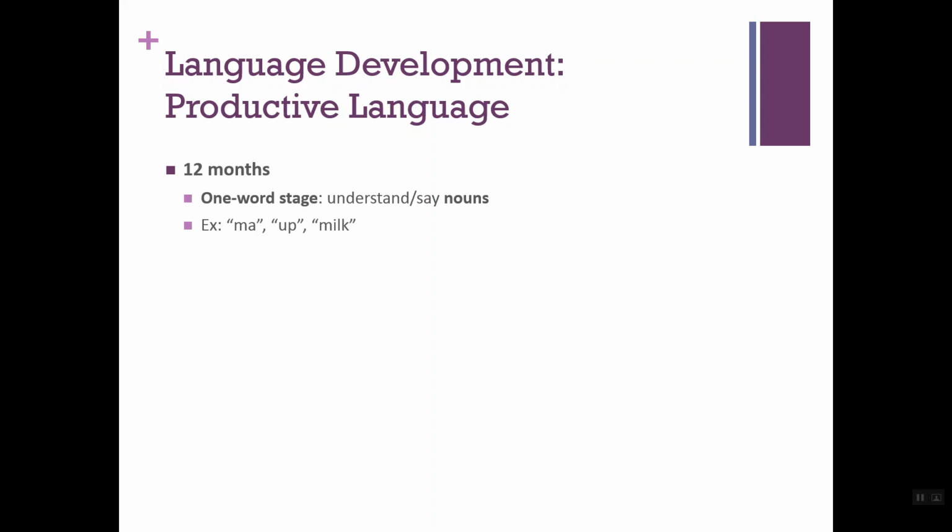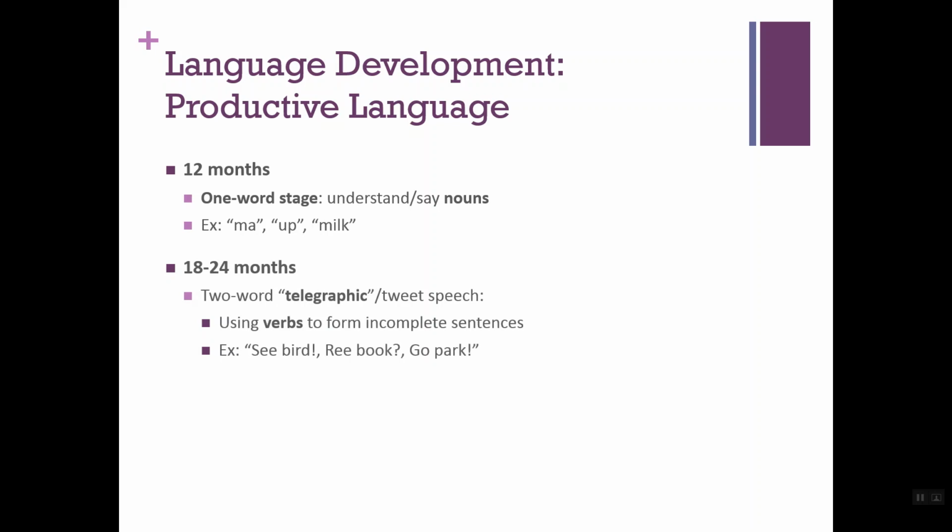So at 12 months, about a year, you start to get the one-word stage. Kids understand and they say nouns, because this makes the most sense. If they want something, if they need something, they can now tell you like mom or up or milk. They can say that because they've started to learn and identify and connect certain things with words, objects with words, right?